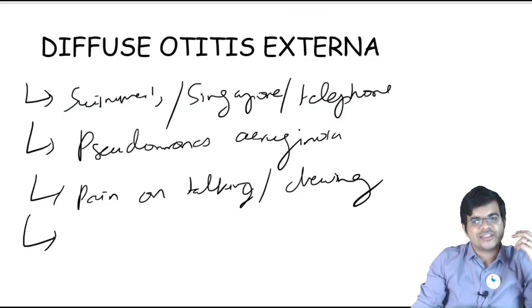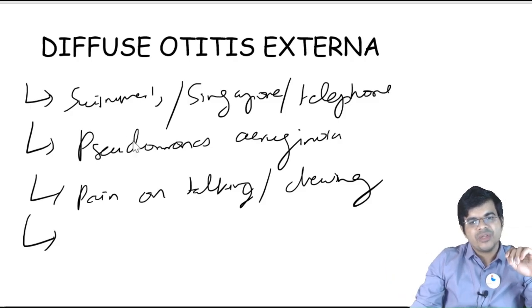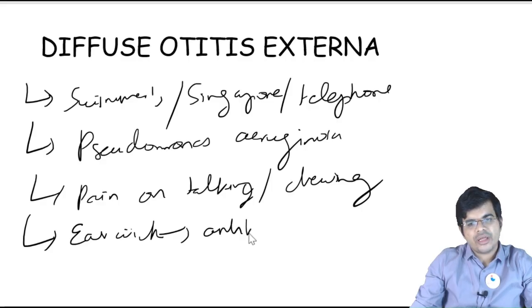Actually, the mainstay of treatment of diffuse otitis externa is more of local antibiotics than systemic antibiotics. Okay, because it is the edema of the external auditory canal that is causing the severe pain. Okay, so how are the local antibiotics given? It is given in the form of an ear wick. Okay, ear wick which has got antibiotic plus steroid ointment, and also you can give ichthammol glycerin.